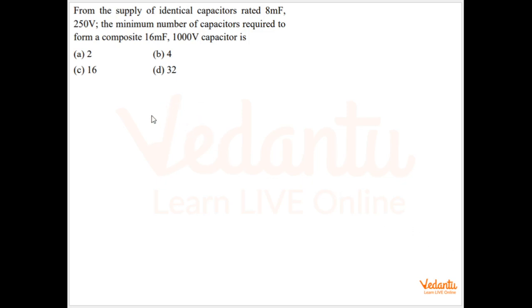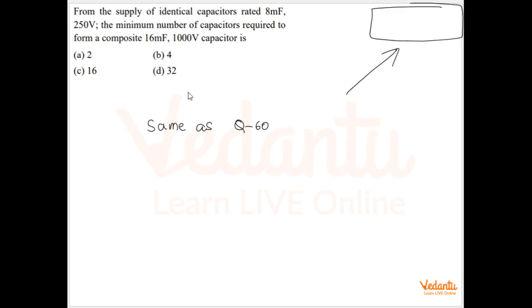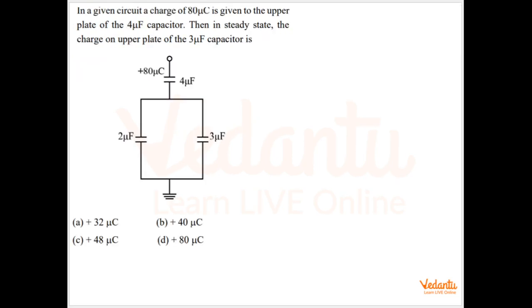This question my dear bachcha log is very similar. It's not very similar, it's actually the same as question number 60 of the first exercise, and you can find question number 60 of the first exercise when you click on the link here. Please click on it my dear bachcho to find that question. In this question my dear bachcha log, 80 microcoulomb is given to the upper plate of the 4 microfarad capacitor. Then in steady state we have to calculate the charge on the upper plate of the 3 microfarad capacitor.